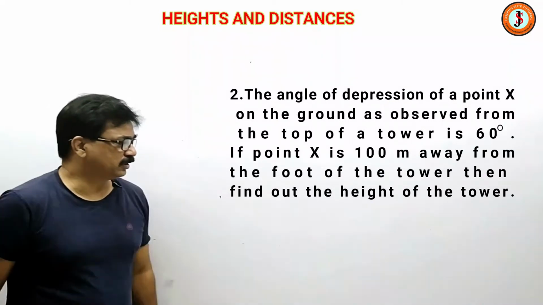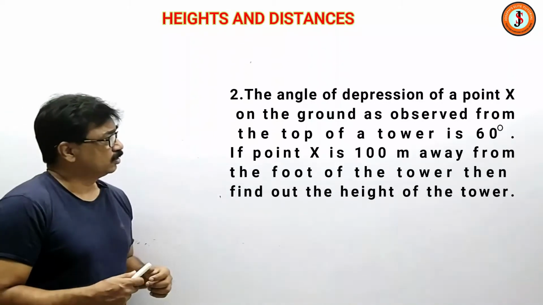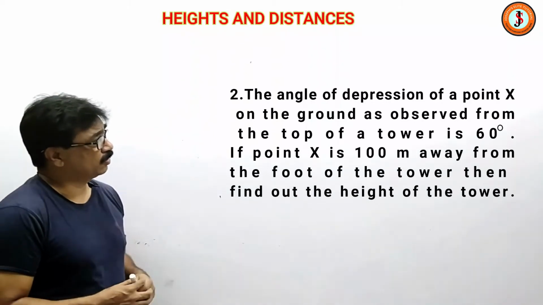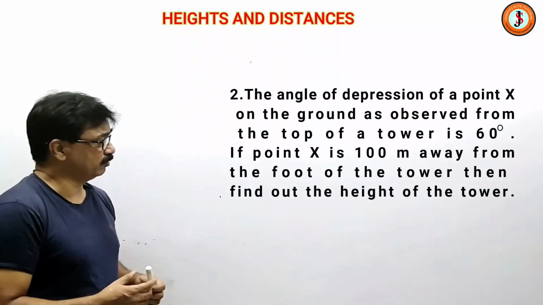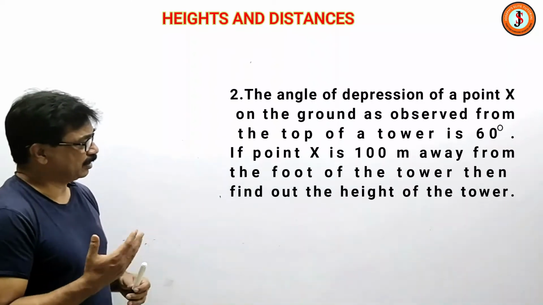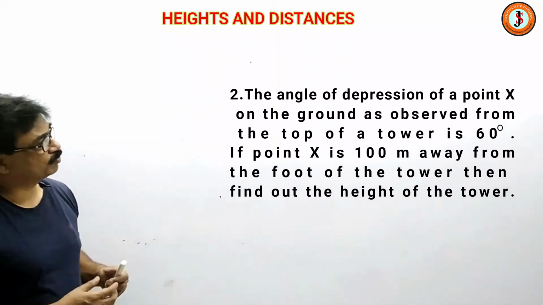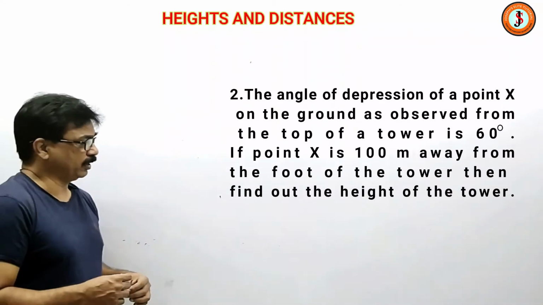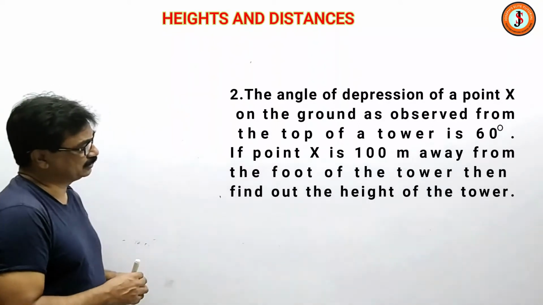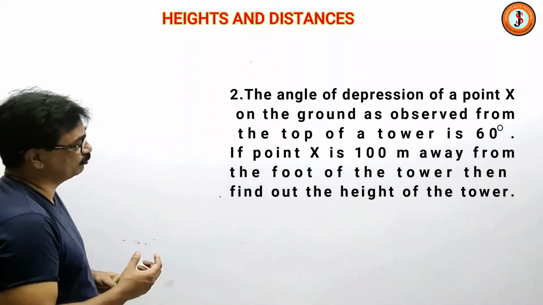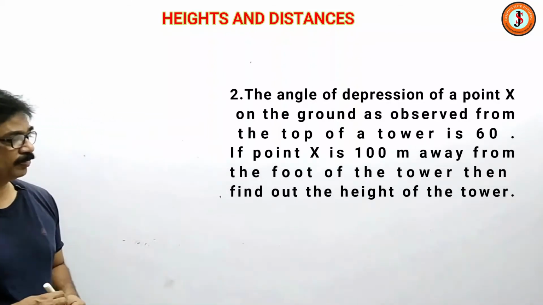Now the next question says the angle of depression of a point x on the ground, as observed from the top of a tower, is 60 degrees. If point x is 100 meters away from the foot of the tower, then find out the height of the tower, right? So let us see.